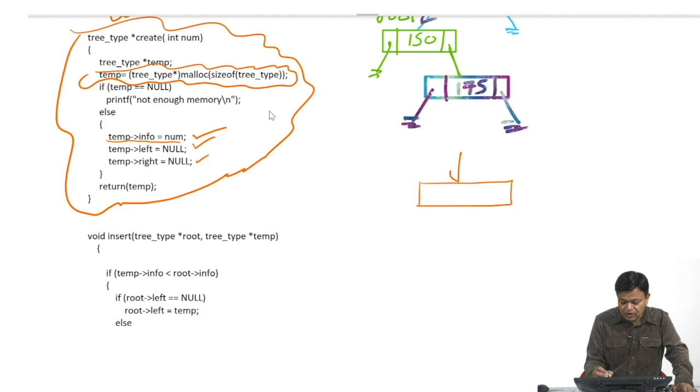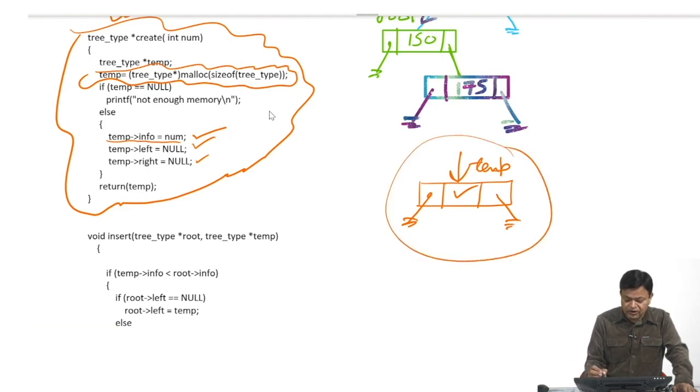This will be allocating memory, and it returns the starting address of the memory to temp. In this memory we will store our number, and its left and right fields will become equal to null. And at last, from this create function, we will return the value of temp to temp of the main function. So, this is the create function.